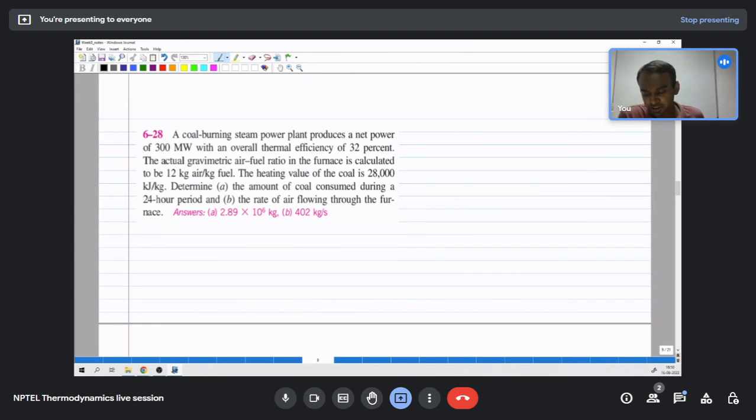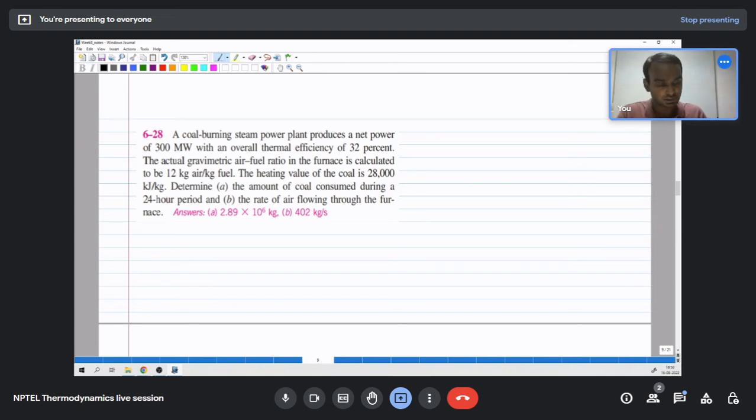So moving on to the next problem, we have a coal burning steam power plant which produces a net power of 300 megawatt with an overall thermal efficiency of 32%. The actual gravimetric air fuel ratio in the furnace is calculated to be 12 kg air per kg fuel. The heating value of the coal is 28,000 kilojoule per kg. Determine the amount of coal consumed during a 24-hour period and the rate of air flowing through the furnace.